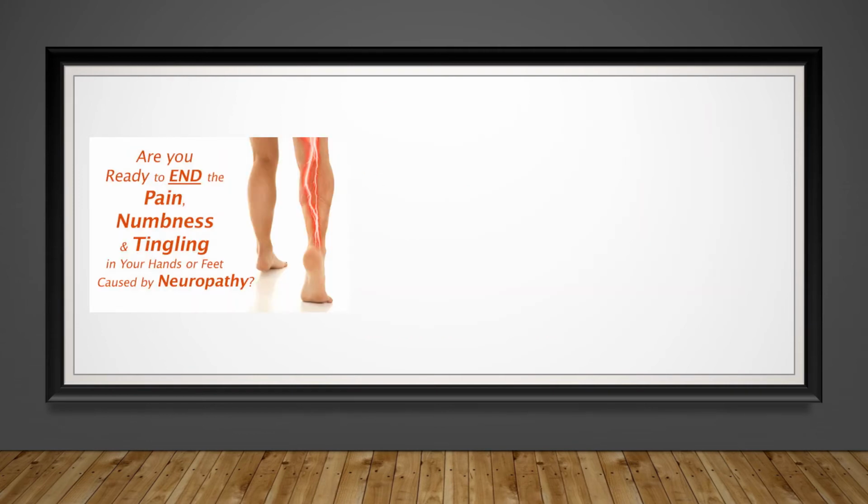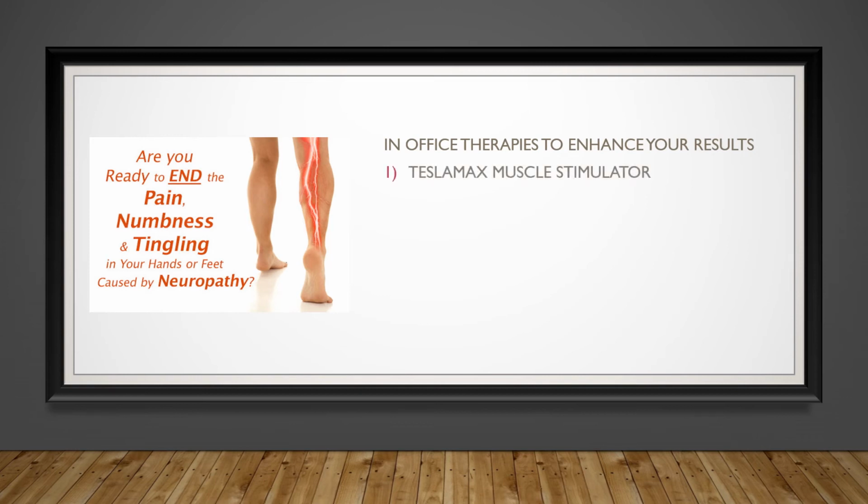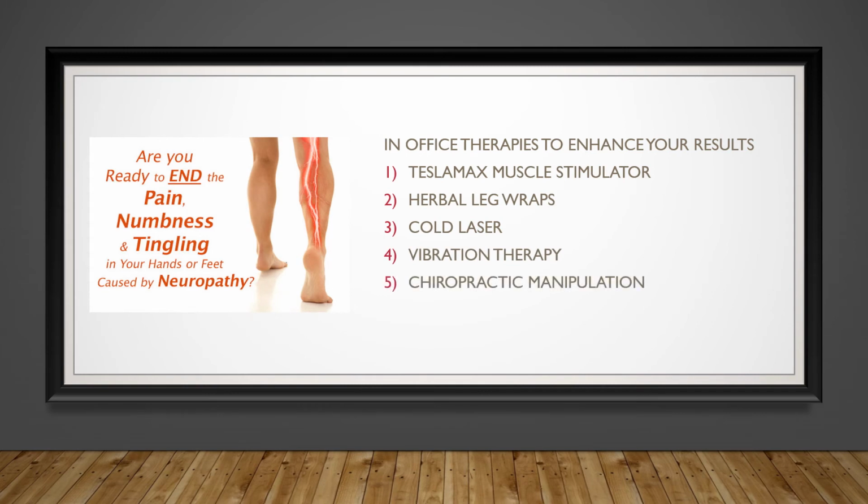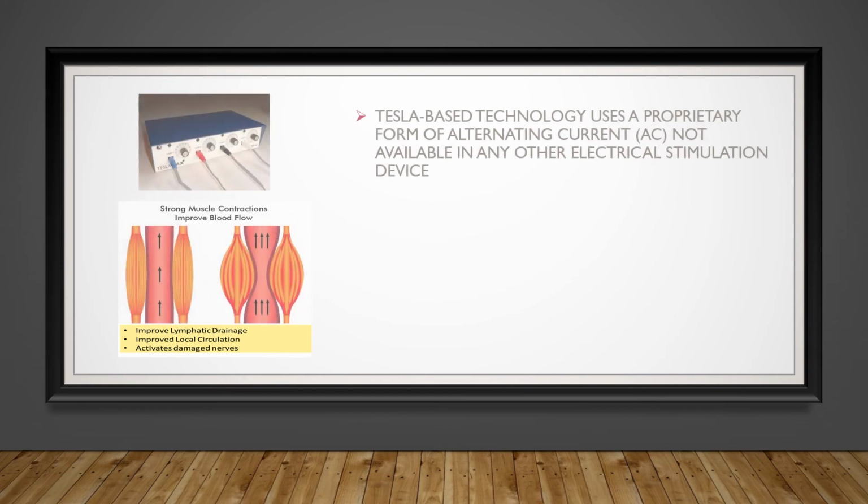Are you ready to end the pain, the numbness, the tingling in your hands or feet? Well, we have some in-office therapies to help enhance your results. One of the therapies we utilize is a Tesla Max muscle stimulator. We also use herbal leg wraps. We utilize cold laser therapy and vibration therapy. Of course, chiropractic manipulations to take the pressure off the nerves is essential, and spinal decompression to remove the pressure off any affected discs is very effective in helping heal the nerves as well. So let's review these procedures.